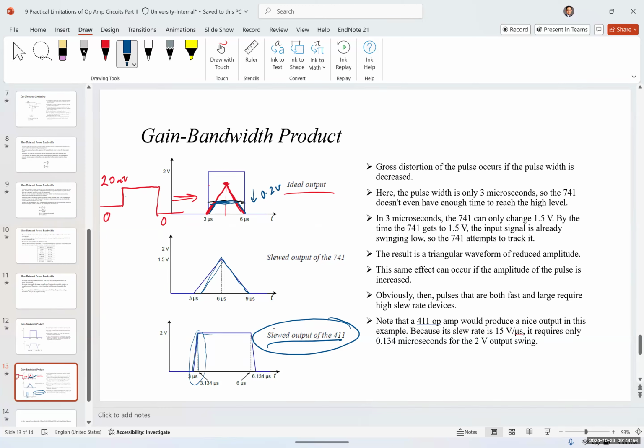But if you want to send radio communication, if you have a communication system between 2 devices, like a cell phone communication or a radio frequency, those are higher frequencies, and you can't use the 741. It's going to create distortion. It's going to destroy your signal.